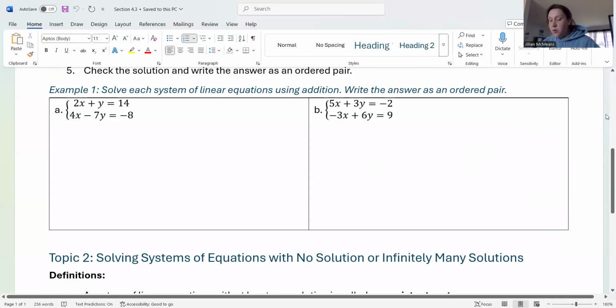Now what we're looking for is a way to multiply one or both equations so that one variable has coefficients that are opposites of each other. So same number, different signs. So if I look at example A, my system is made up of 2x plus y equals 14, and then 4x minus 7y equals -8. You have the option here. Do you want to try to get rid of x or do you want to try to get rid of y? In both cases, we don't have a ton of work. We'll only have to multiply one of the two equations.